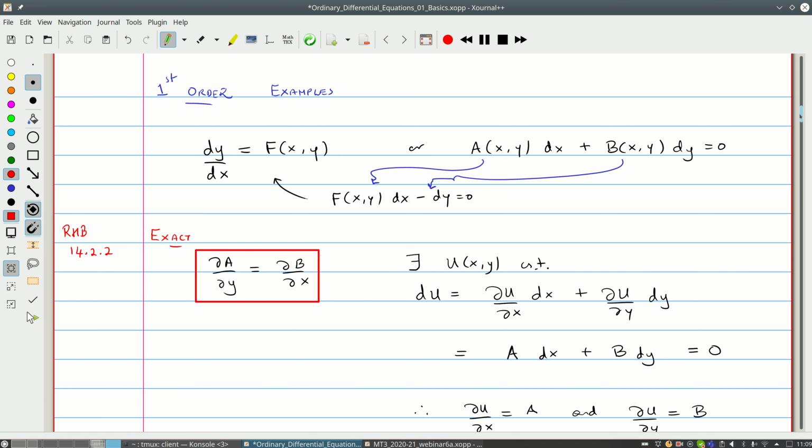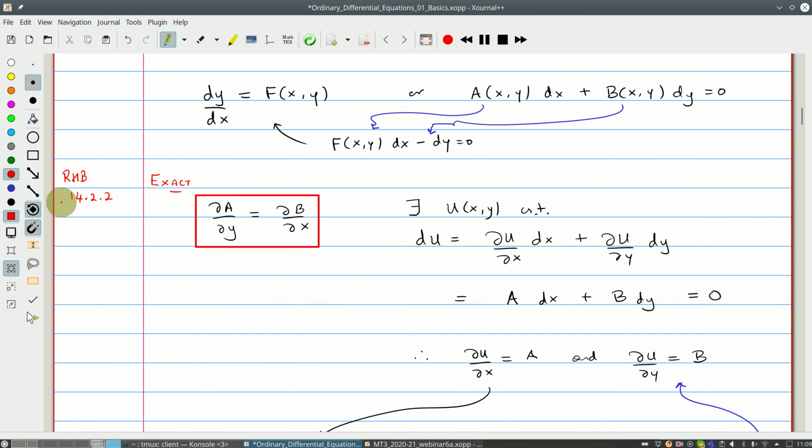Now, if the second form, and now we come to Riley, Hobson and Bence 14.2.2, where we deal with exact first order differential equations of this form. What they showed there is that if you have this particular relationship between the derivatives of a and b, so now it's the partial derivative of a with respect to y. Remember, a is the function which multiplies the dx. We are taking the partial of a with respect to y, and if that is equal to the partial of b with respect to x, then this equation is said to be exact.